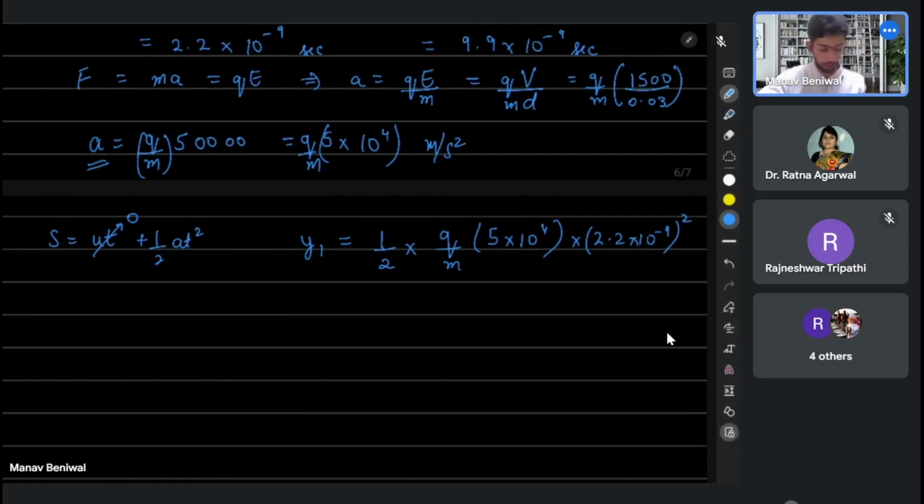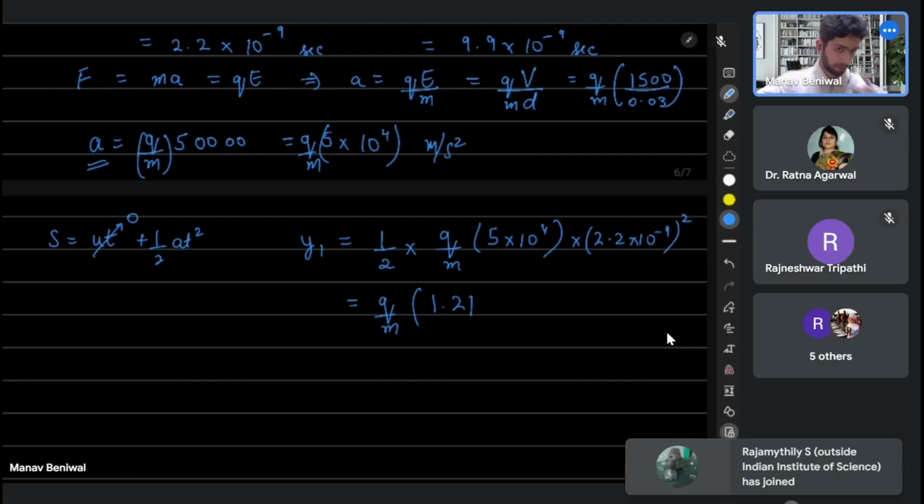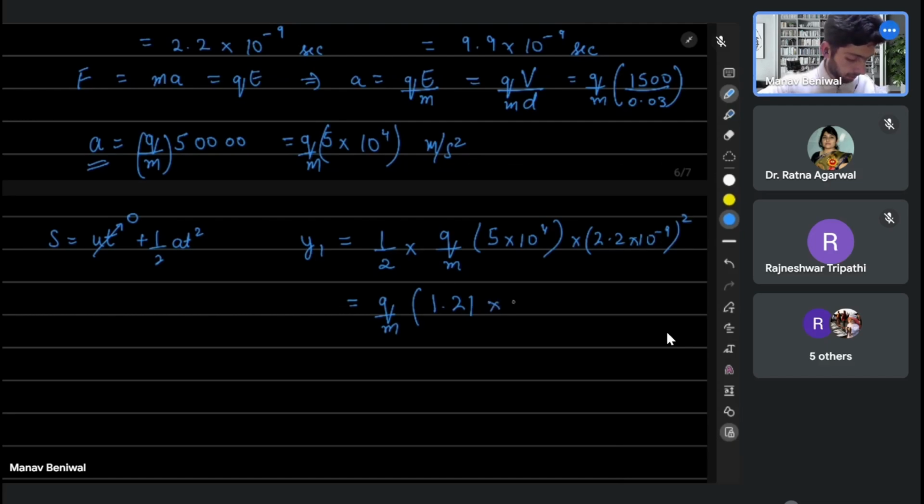And then if we find out the value, this will be 2.2 squared times 5 divided by 2, which is q by m multiplied by 1.21. This will be 10 to the power minus 18 here, and this is 10 to the power 4, so 10 to the power minus 14, and this will be 10 to the power minus 13. This will be our y1.